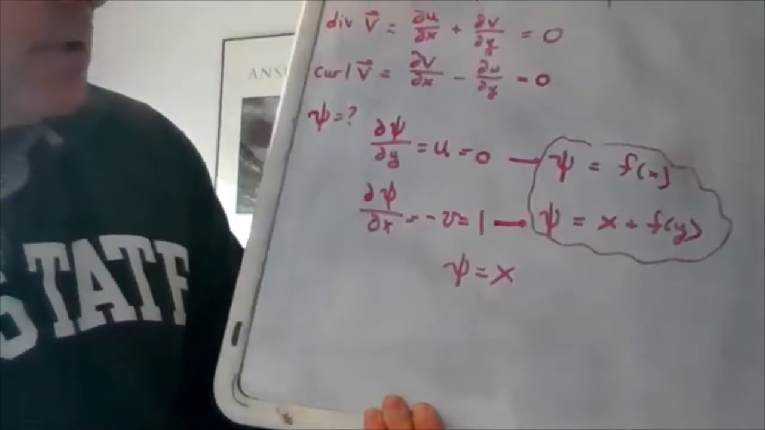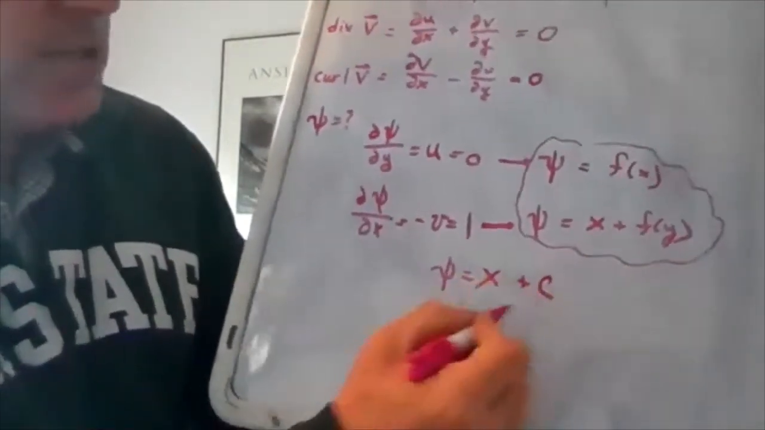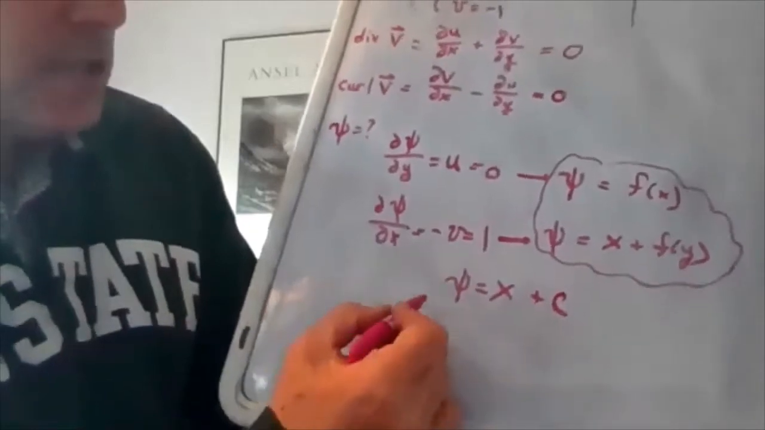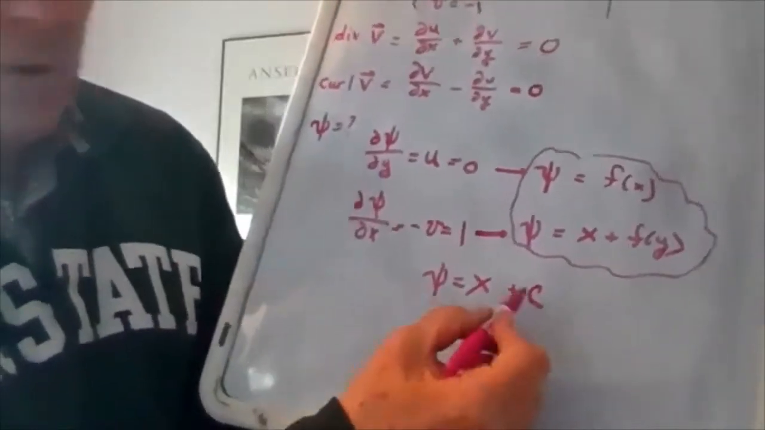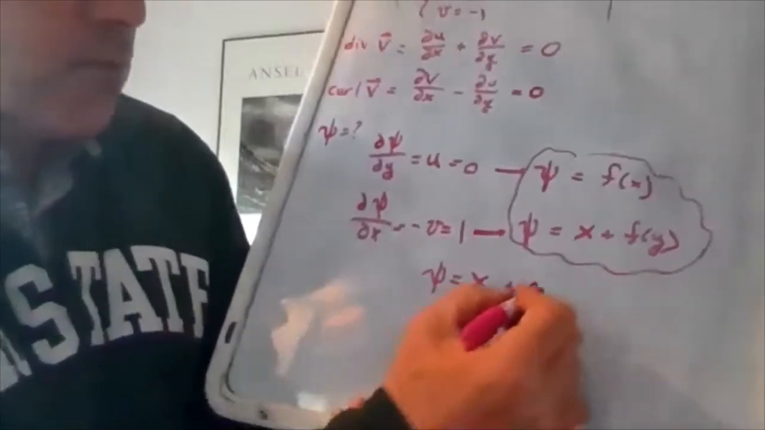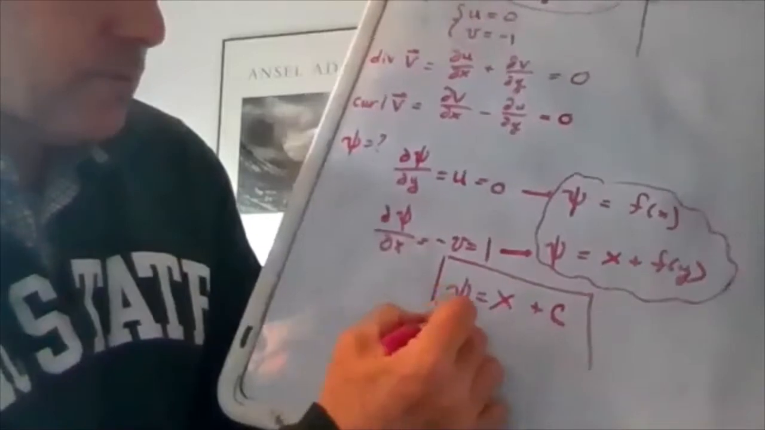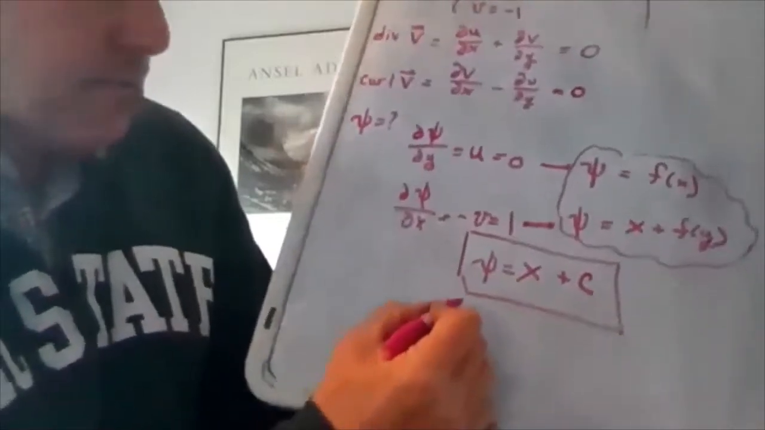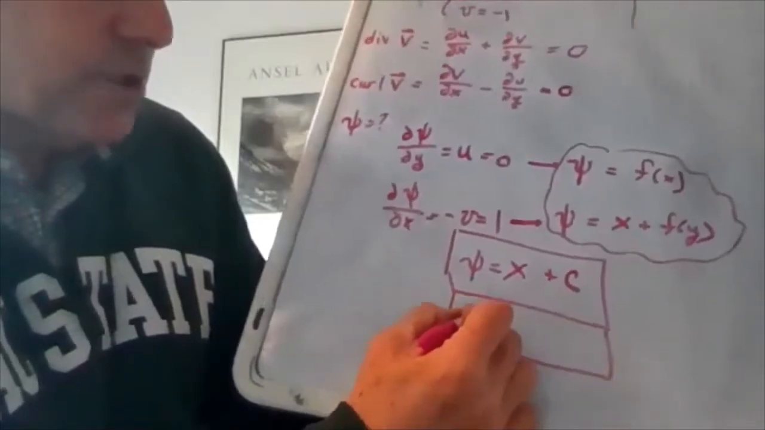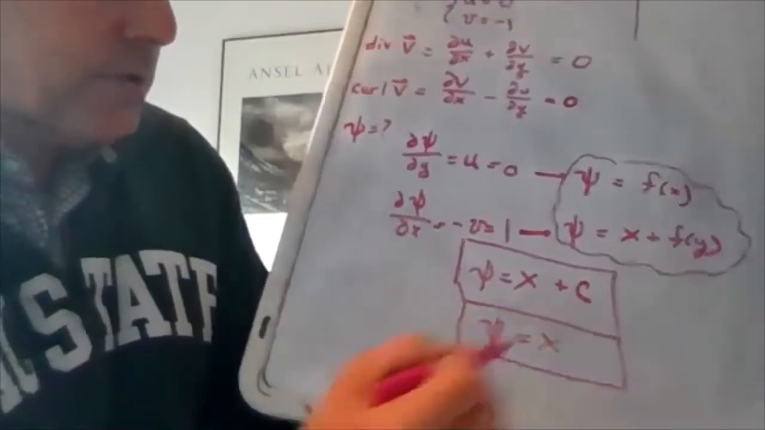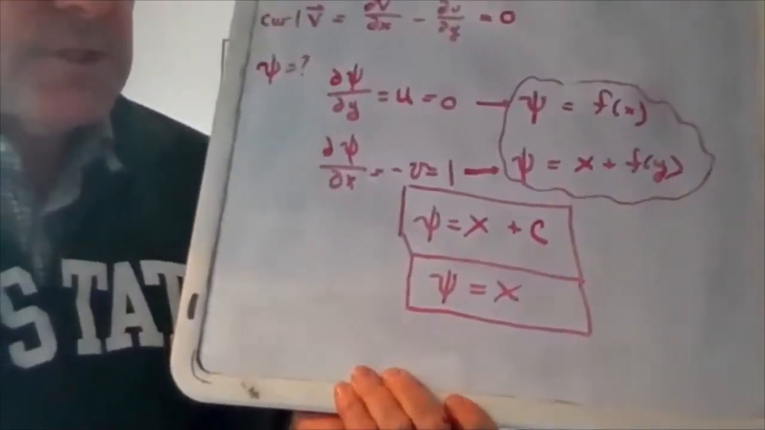So that is our stream function, but we could have a constant in there. We could say that our stream function is x plus c, where c is arbitrary, and that would be a correct answer. One possible value of c that works for this case is to say the stream function is equal to x. There we go, so the stream function is equal to x.